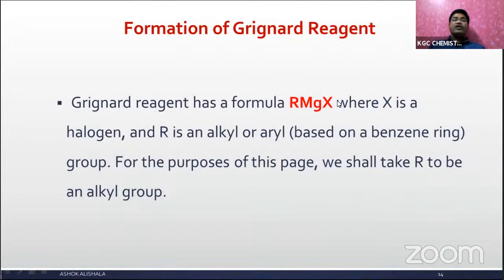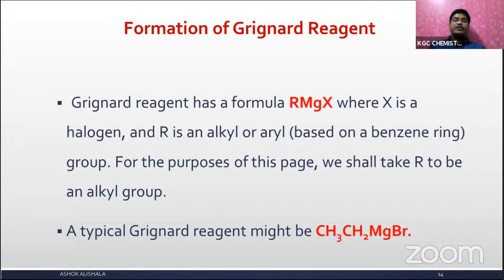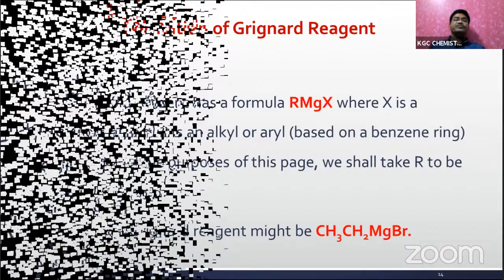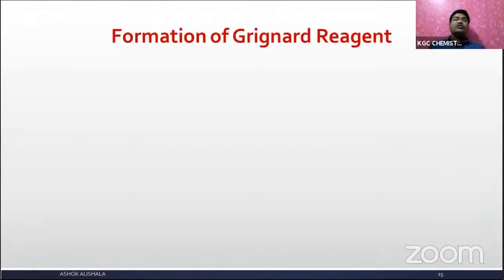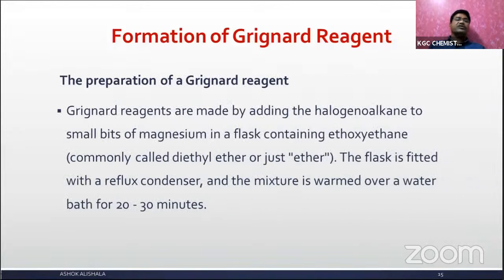Grignard reagent has a formula RMgX, where X is a halogen and R is an alkyl or aryl group, based on a benzene ring. For the purpose of this we shall take R to be an alkyl group. A typical Grignard reagent is ethyl magnesium bromide. Now let us see how a Grignard reagent can be formed. The preparation of Grignard reagent.